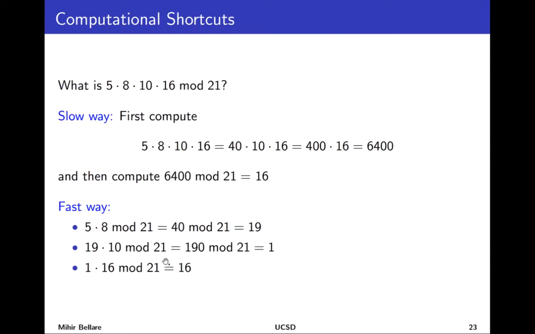So 19 times 10 is 190. Again, you don't go on, but you first reduce mod 21. So this one, you need a little bit more work, but you see that 9 times 21 is 189. So 189 is a multiple of 21, and so 190 divided by 21 will have a remainder of 1. And then it's easy taking the 1 forward and multiplying by 16 mod 21, you get 16. So you can use these things freely as you go along, and you'll see that it makes things quite a bit easier.